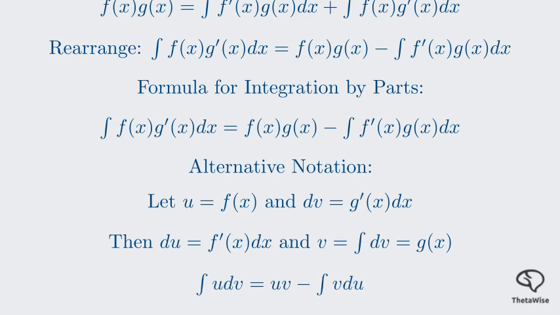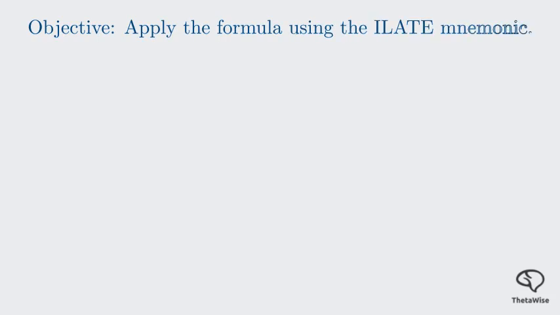This alternative notation, the integral of u dv equals uv minus the integral of v du, is the most commonly used and remembered form of the integration by parts formula. We have successfully derived it from the product rule. Now that we have the formula, the big question is, how do we apply it? Our objective in this scene is to learn how to apply the formula. We're going to learn how to apply the integration by parts formula using a rule to choose u and dv.